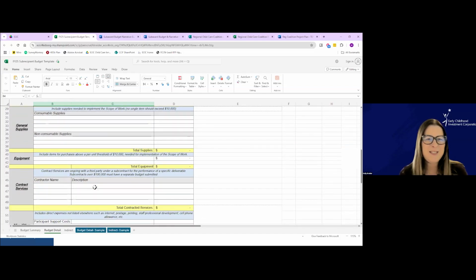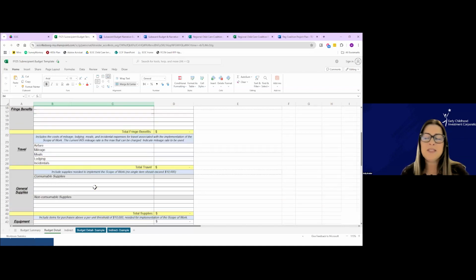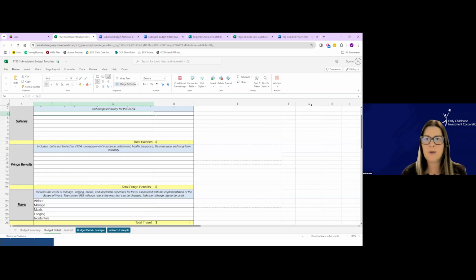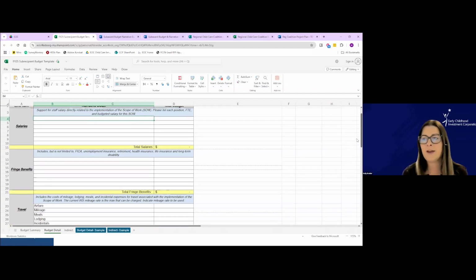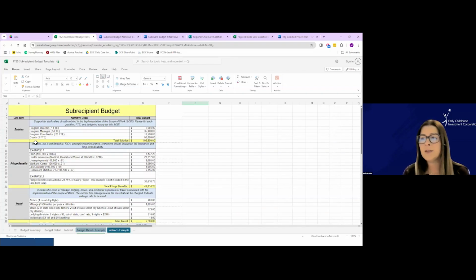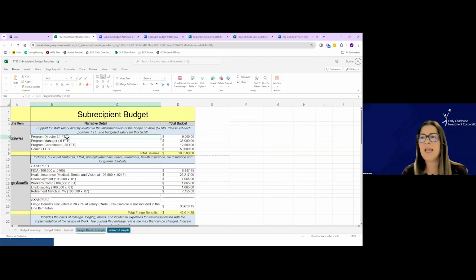Below, as Misty's scrolling through the sections here, I'll just highlight a couple of tips. Again, we'll provide some more specific guidance in writing, so as you get into your budget, you'll have that for reference. As we look at the salaries section, please be sure to list all roles that you intend to fund through this project, FTE, and the annual salary.